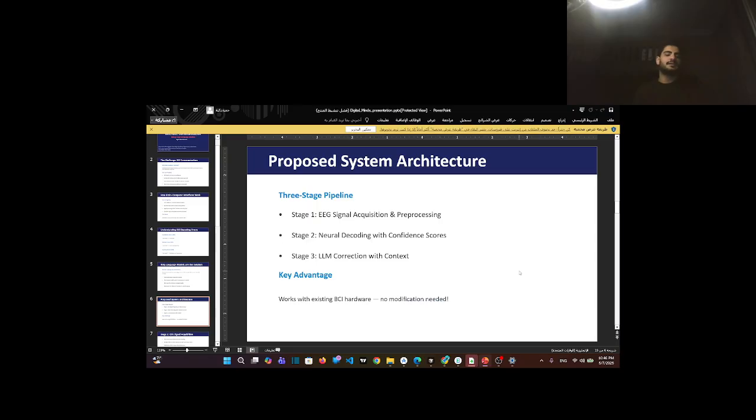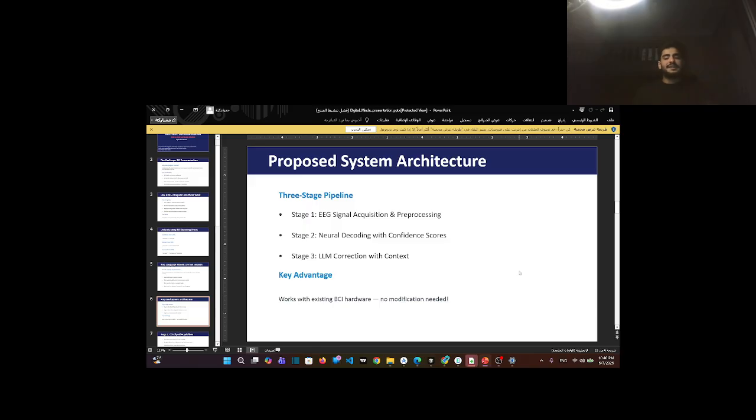Proposed system architecture. Our proposed system uses a three-stage pipeline. The first stage is EEG signal acquisition and pre-processing. In this stage, the brain signals are collected and cleaned. The second stage is neural decoding with confidence scores. The system decodes the signals into text, but it also identifies which words are uncertain.